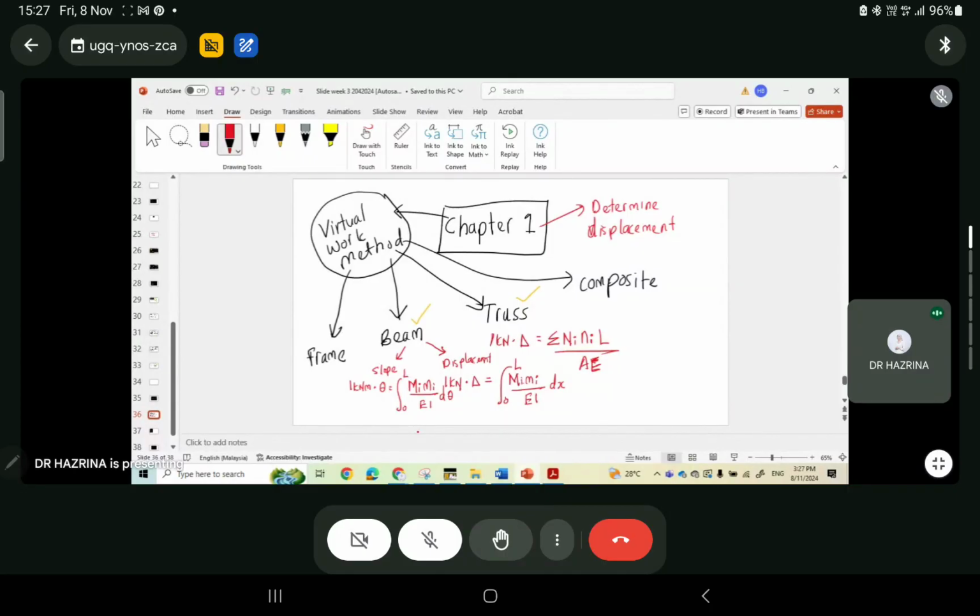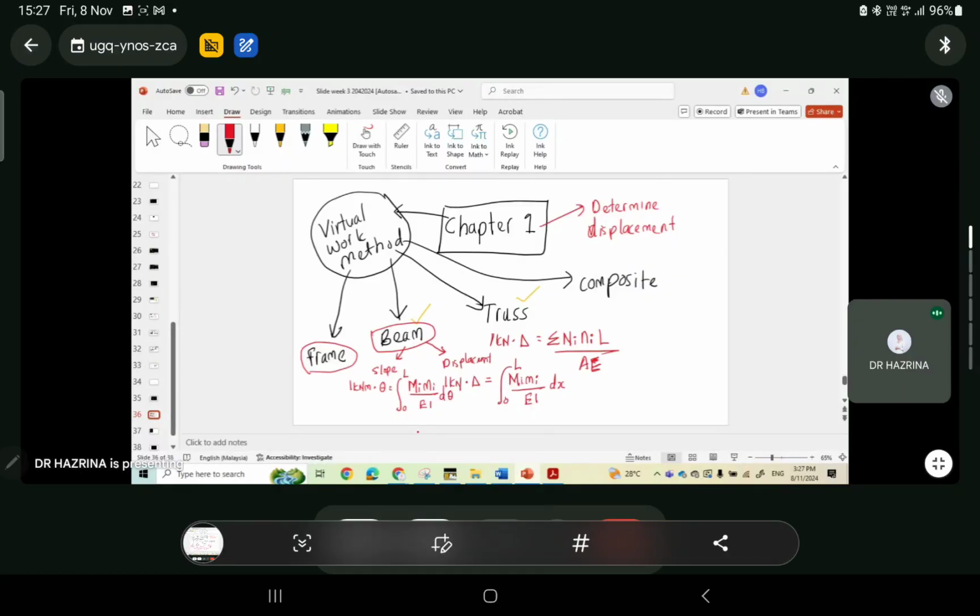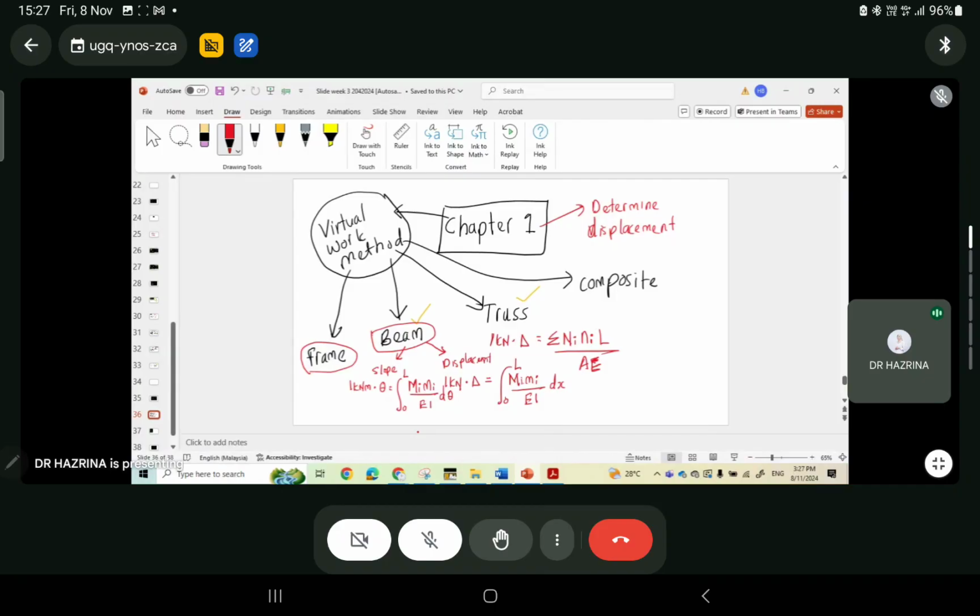So far, this is what we have learned throughout the semester. Okay. And remember that I told you, in order for us to find the frames, it is similar to what we do for beam structures. It means that in frames, we also use the virtual work method in order to find slope and displacements. And for slope and displacements, we also use similar equations as what we have applied in beam structures. Okay, so that is one thing.